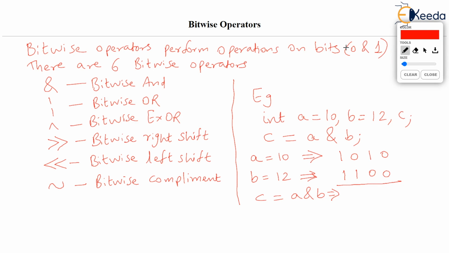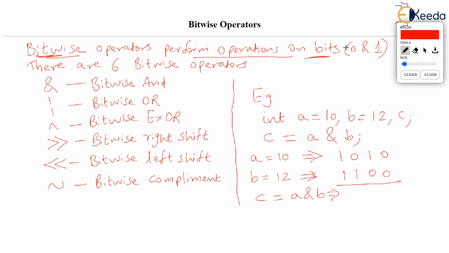Bitwise operators, as the name suggests, perform on individual bits. They perform on individual bits of the numbers. So the operations are performed on the bits 0 and 1.